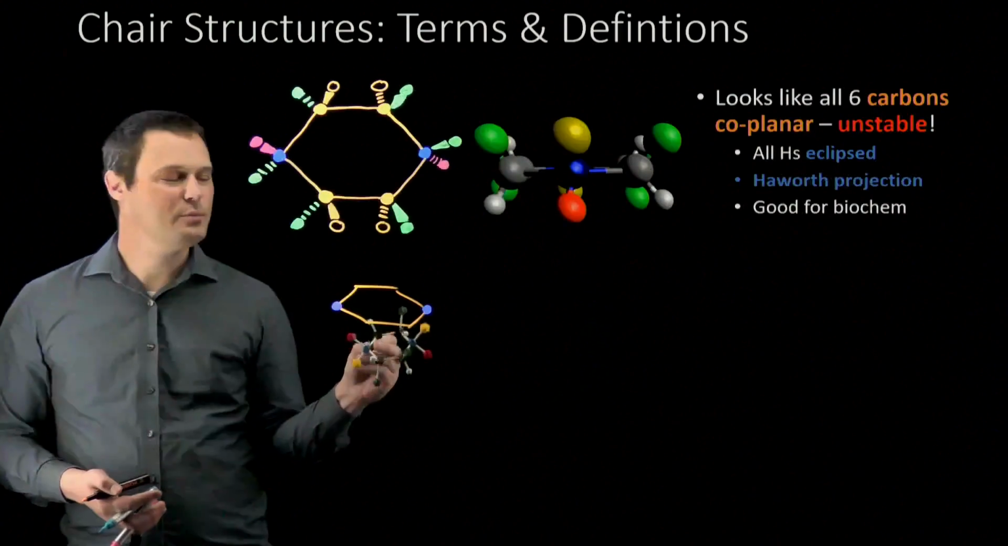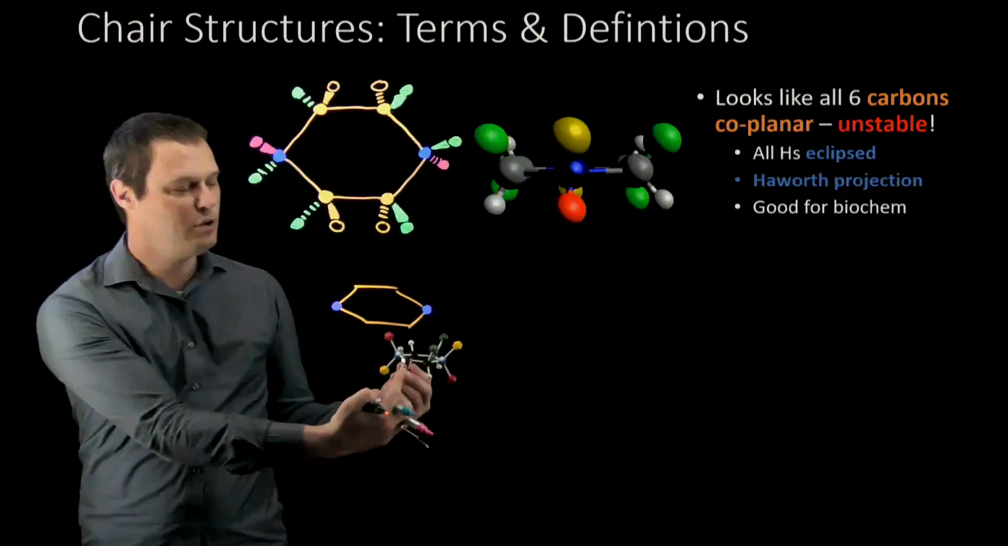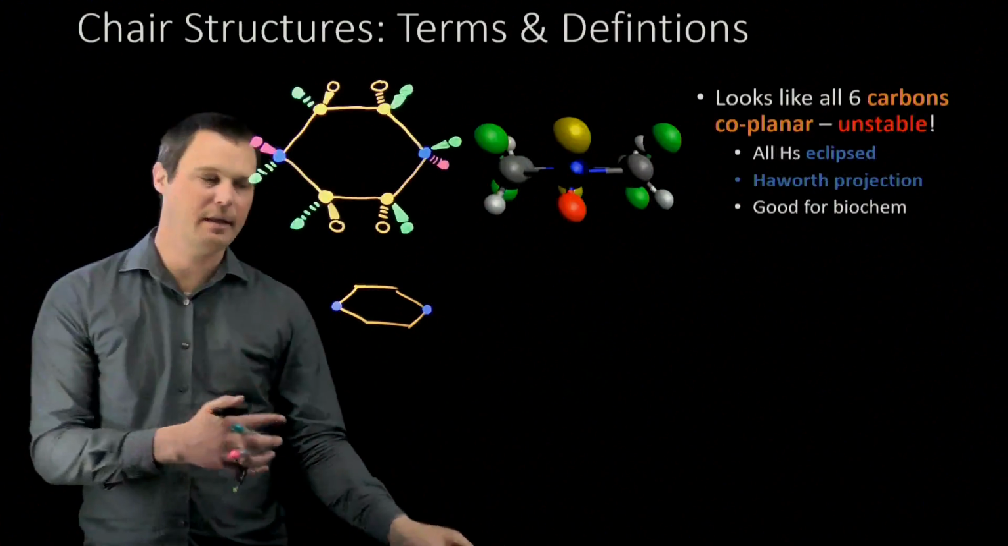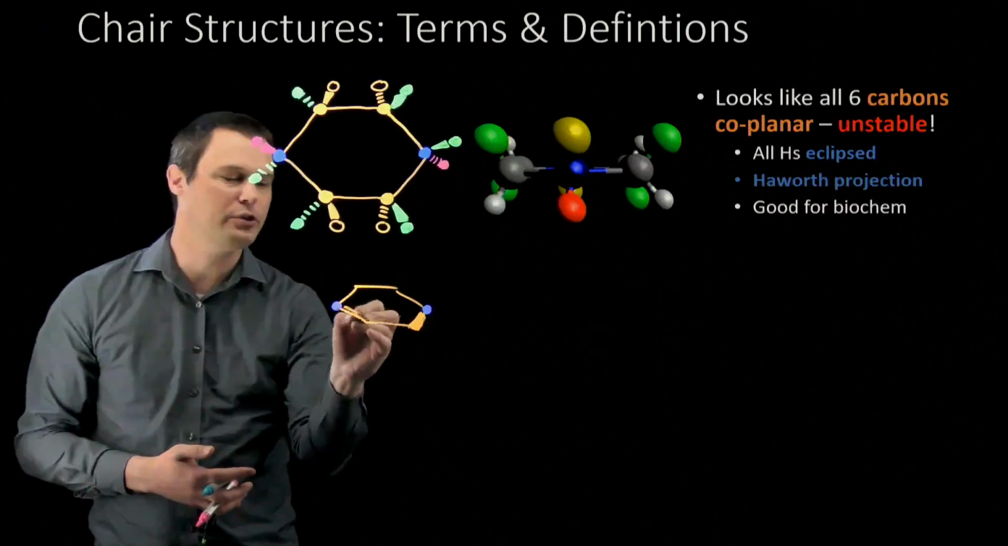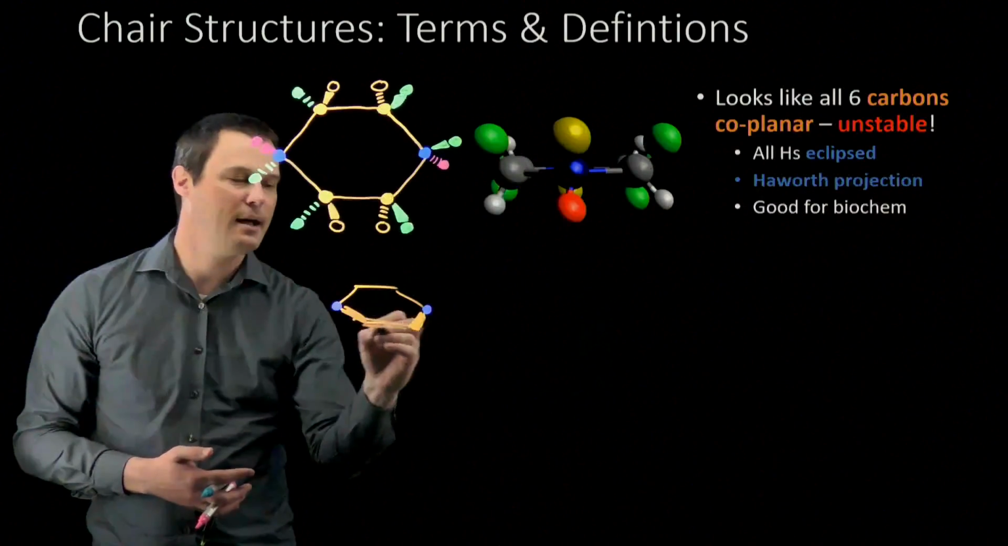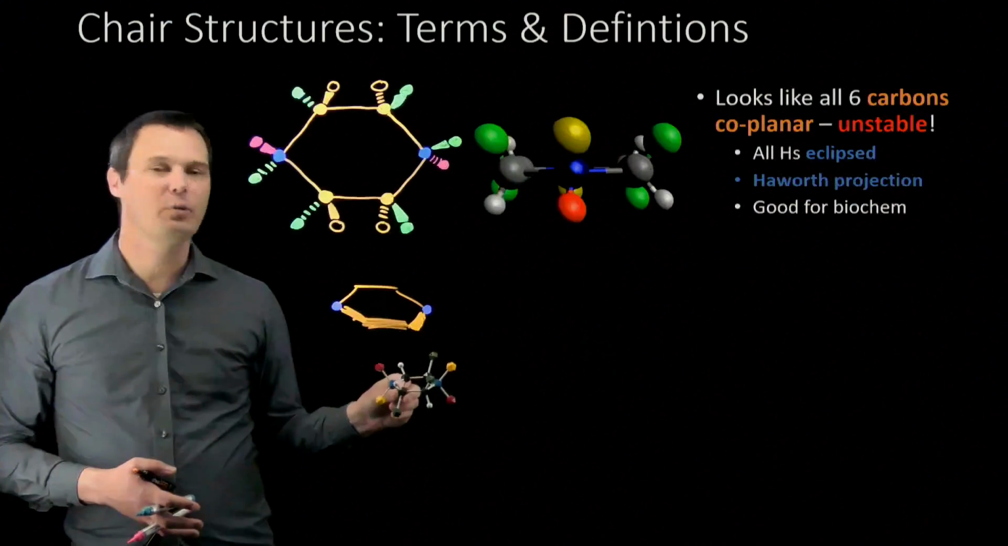The Haworth projection assumes that we're looking at the ring side on. When we look at the ring side on, these 2 carbons are closer to you as the viewer, and that is implied in the Haworth projection. These 2 carbons on the bottom are implied to be closer to you as the viewer, and this entire bond is closer to you as the viewer. These 2 carbons that we draw on top are assumed to be further away from you as the viewer.